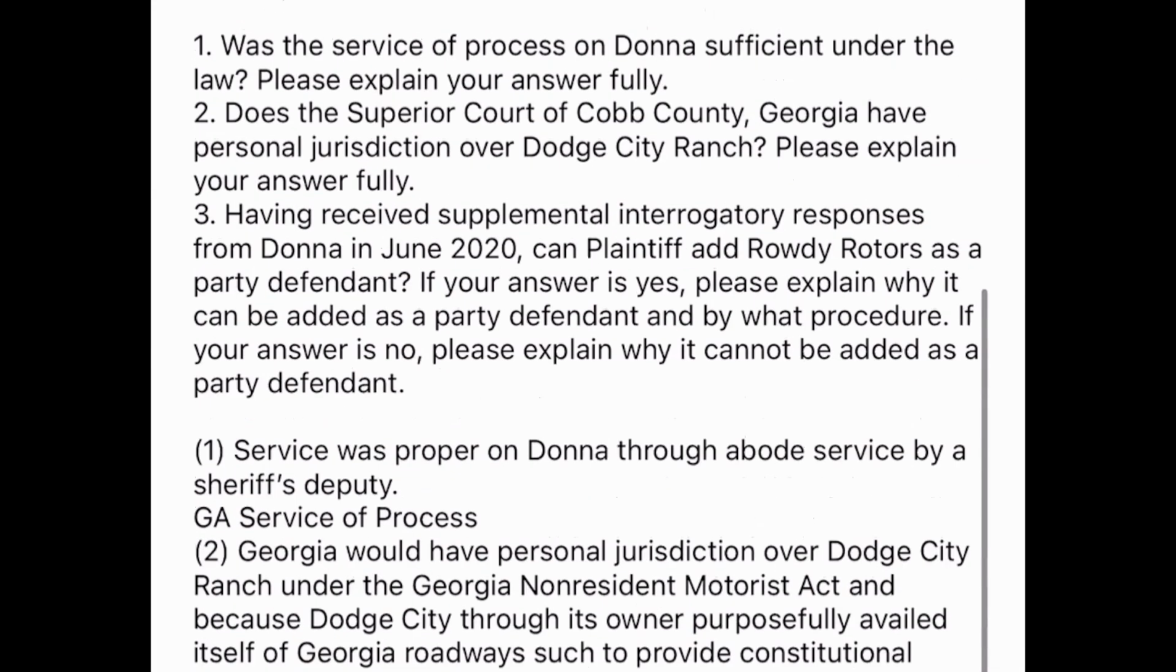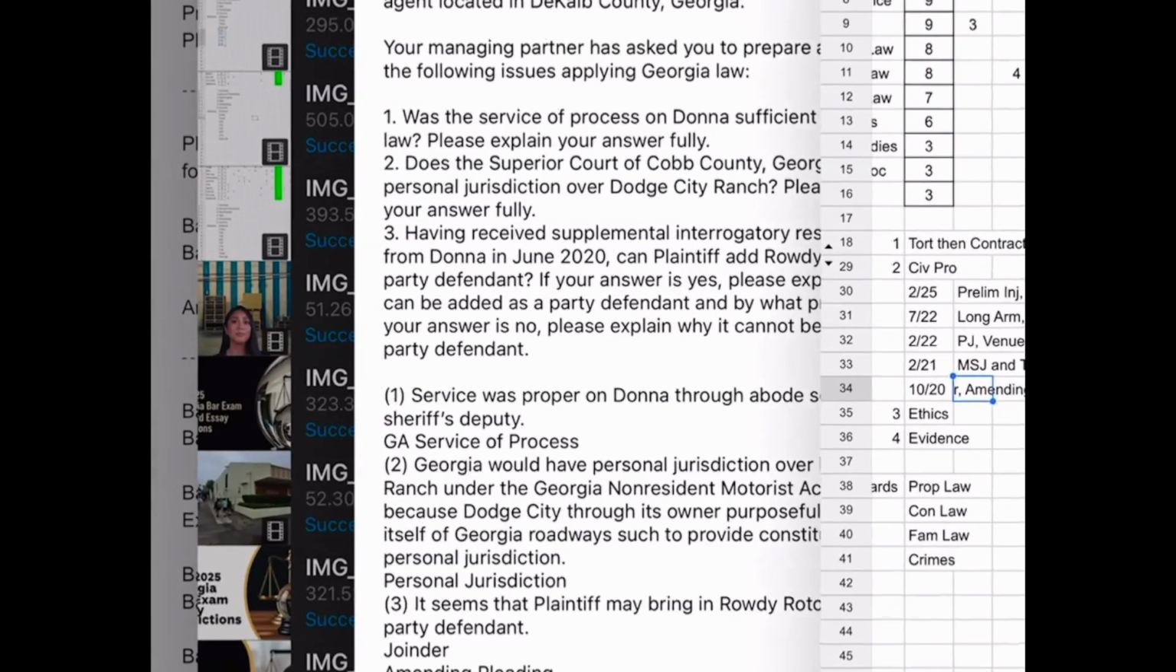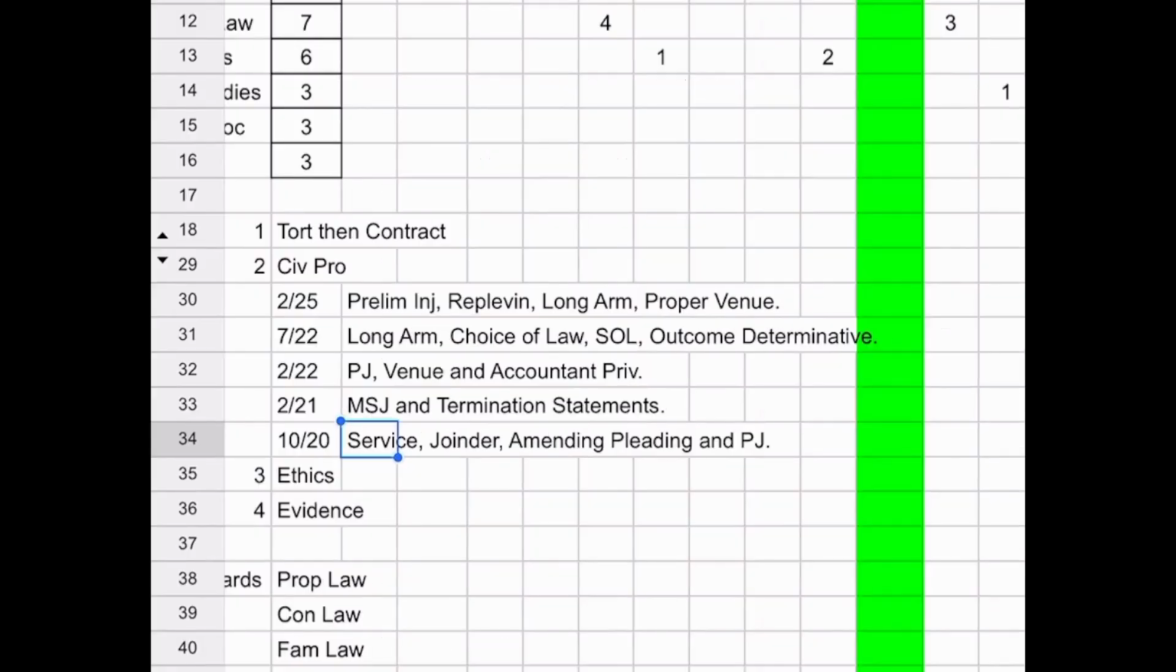PJ, joinder, and amending a pleading. Service, joinder, amending a pleading, and I say PJ. Okay, so I would take a look at this PJ, this service of process.